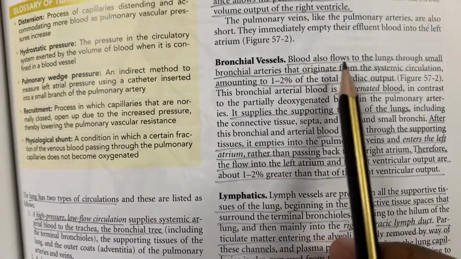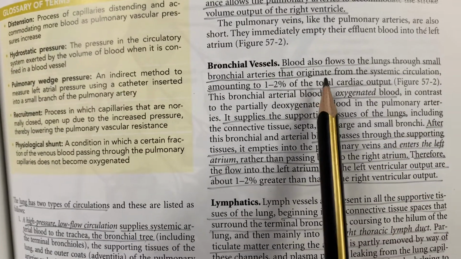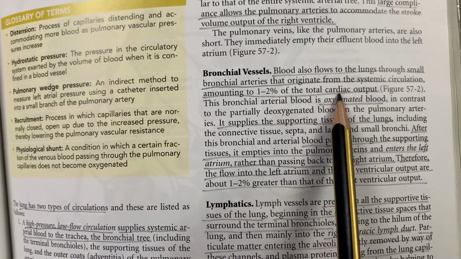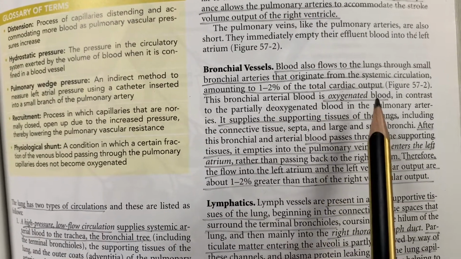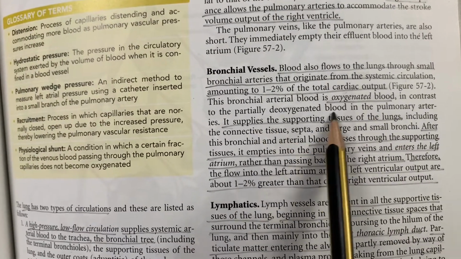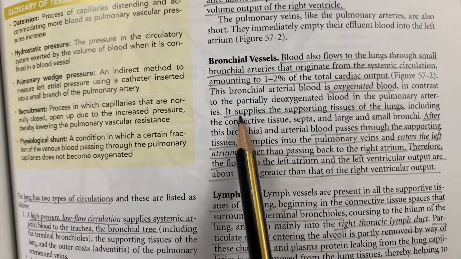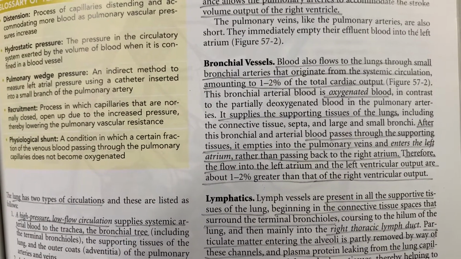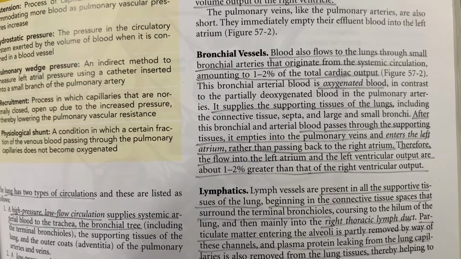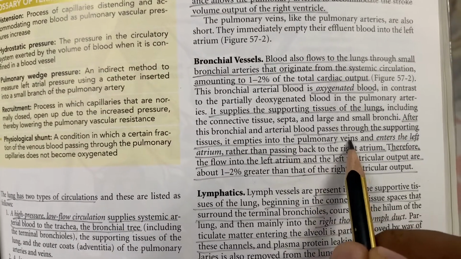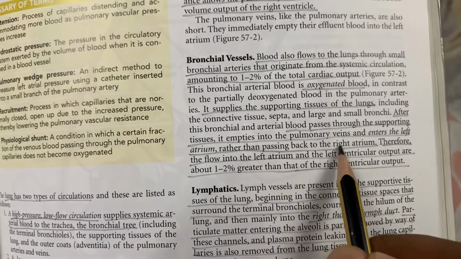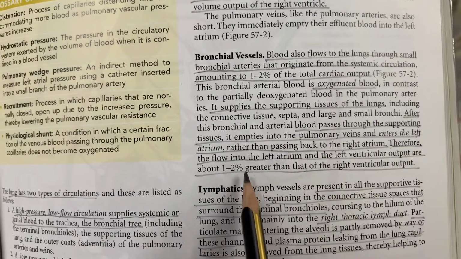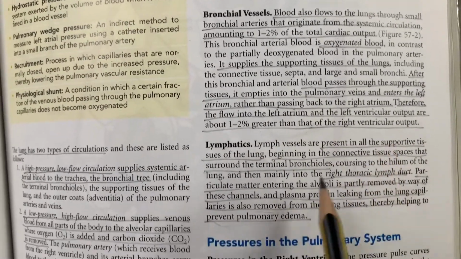Coming to the bronchial vessels, blood also flows to the lungs through small bronchial arteries that originate from the systemic circulation, amounting to 1 to 2% of the total cardiac output. This bronchial arterial blood is oxygenated blood, in contrast to the partially deoxygenated blood in the pulmonary arteries. It supplies the supporting tissues of the lungs, including the connective tissue, septa, and large and small bronchi. After this bronchial arterial blood passes through the supporting tissues, it empties into the pulmonary veins and enters the left atrium rather than passing back to the right atrium. Therefore, the flow into the left atrium and the left ventricular output are about 1 to 2% greater than that of the right ventricular output.